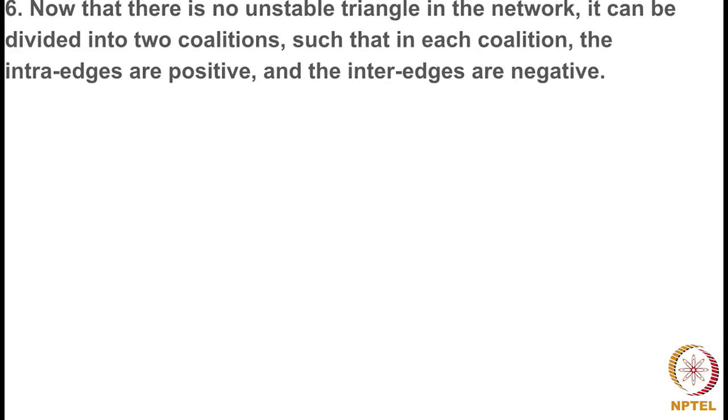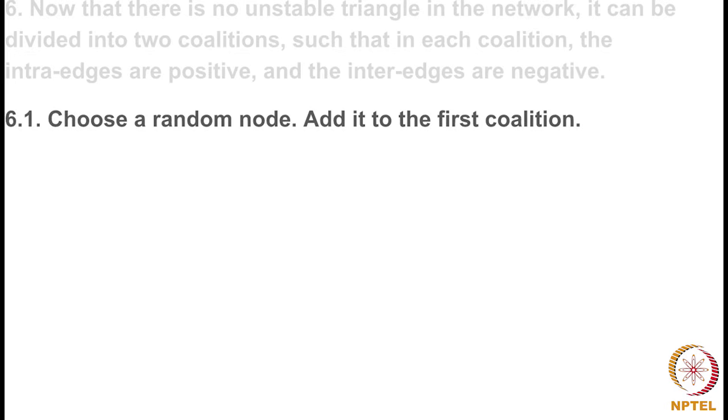Now, as I told you, once a network becomes stable, it can be divided into two groups, right? Where the nodes in the first group are all friends, the nodes in the second group are all friends, and the nodes in the first group are enemies to the nodes in the second group. So how can we create that? Now we have a stable network and we have to divide it into two groups. How do we do that? There can be various ways that we can use to divide the network. What we are going to follow here is that we are going to choose a random node and we'll add it to the first group.